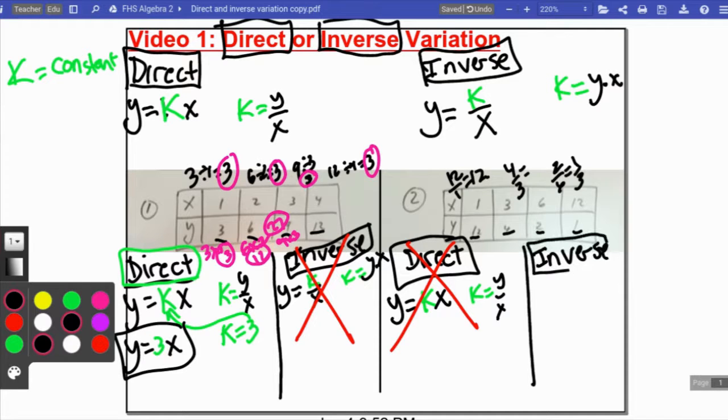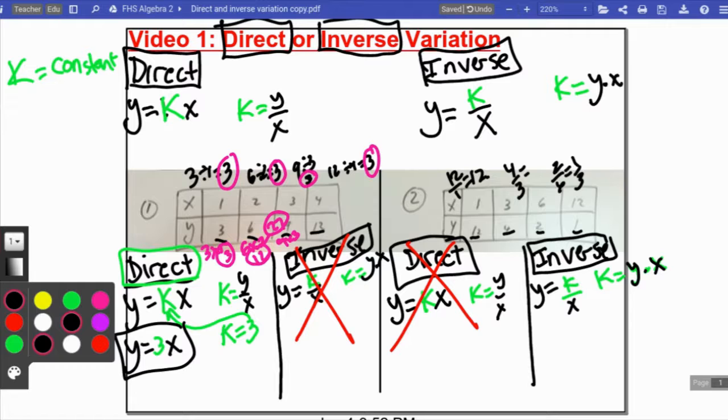Inverse. All right, the equation is Y equals K over X, where K equals Y times X. All right, let's multiply them. Oh, let me put that in black. I like to keep my color-coded stuff.